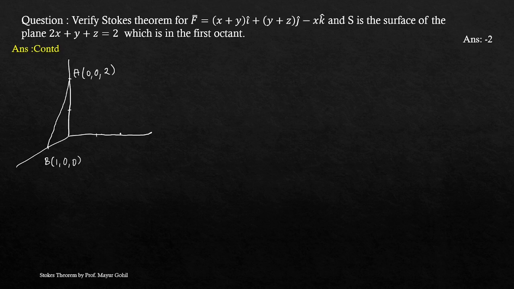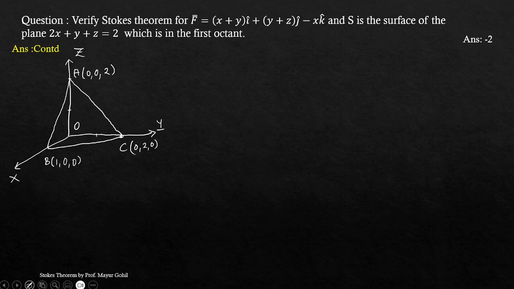So if this is 1 here somewhere, then here there will be 2, and let's draw this like this. Okay, it is a straight line, just consider it. Yeah, so here there will be a point C. We will call that point 0, 2, 0. So this is y axis, this is z axis, and this is x axis, and here there will be origin. Now this is the octant, this is in the first octant, and this is the figure that we have. Now here we are going to have the closed contour mentioned, and the surface is this ABC is the surface.